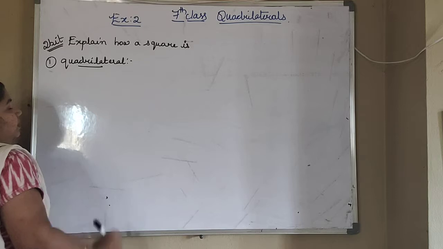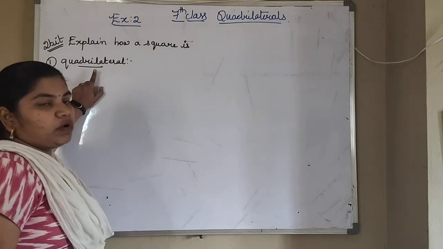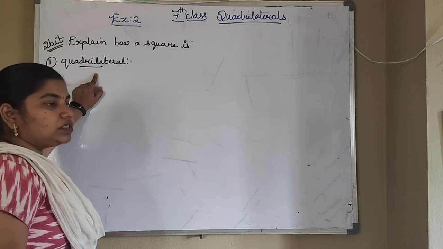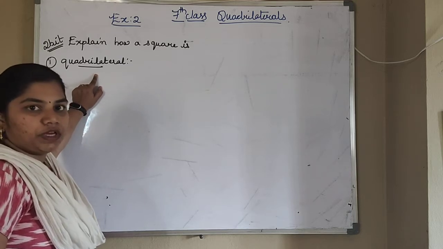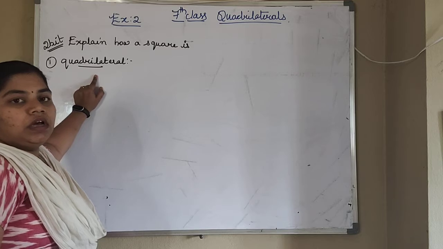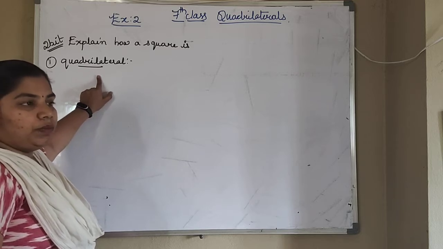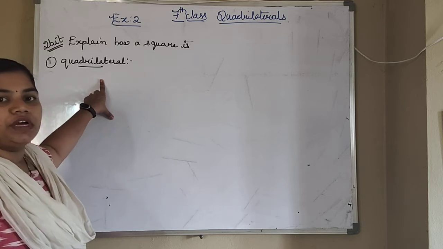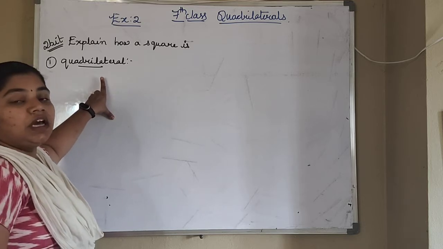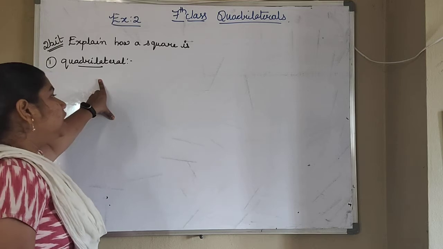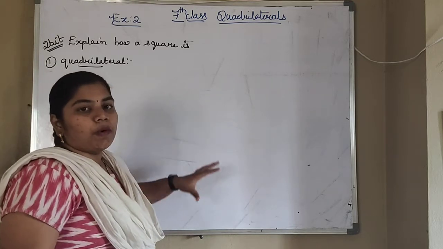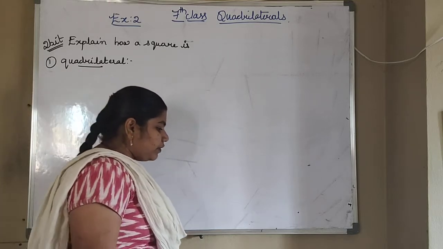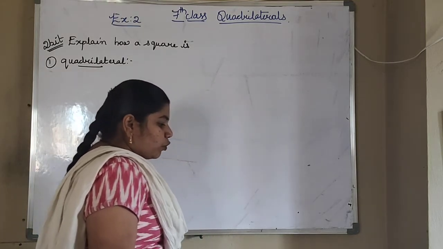We have to explain why a square is a quadrilateral. So why are we calling a square a quadrilateral? Because a square is a closed figure with 4 line segments. So what do you mean by quadrilateral? Quadrilateral has the same meaning: a closed figure having 4 line segments, we call it a quadrilateral. In a square also, it is formed with 4 line segments and it is a closed figure. So that's why we call a square a quadrilateral.